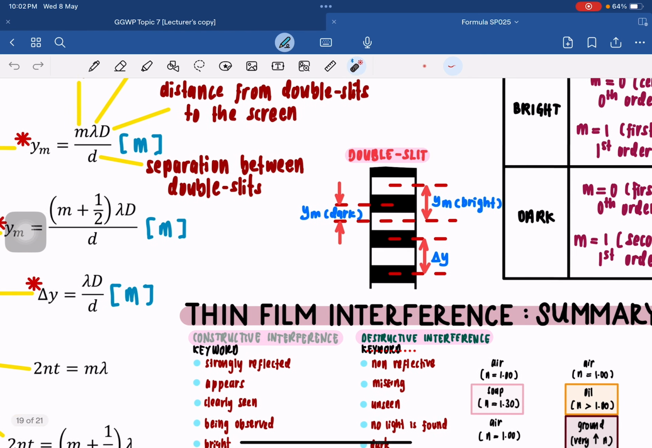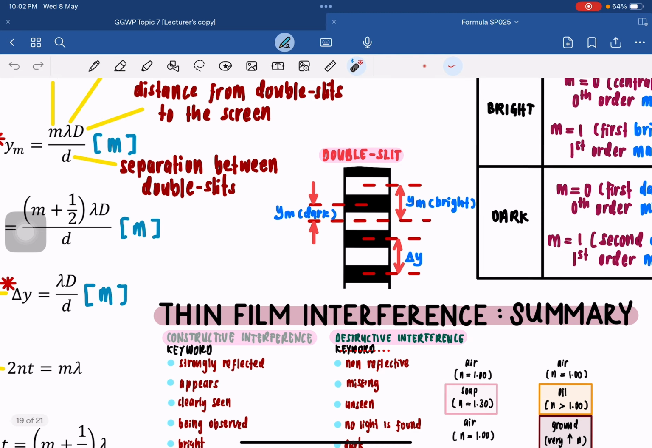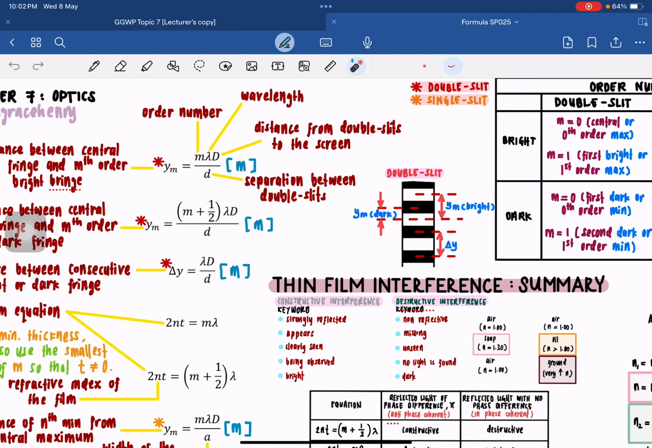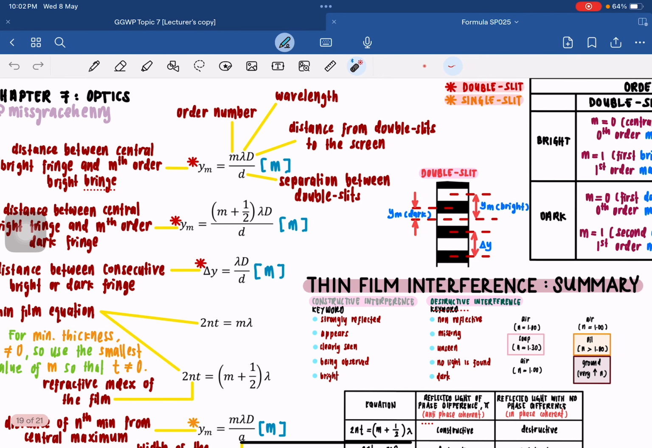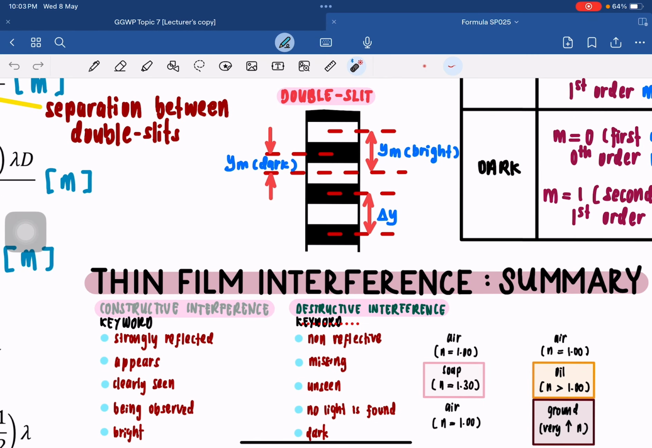So for example, this would be the center. Contohnya ini the center kan. So if you look at the definition, distance ini mesti dari center to a certain order number of bright fringe. Kalau tengok yang ni pun dari center juga. So contohnya ini kita punya center, so it is always measured from the center to a certain order number.